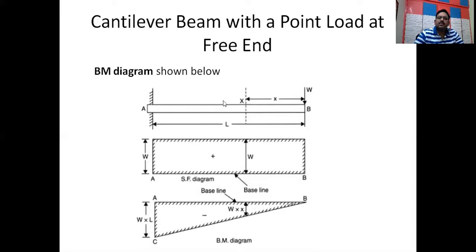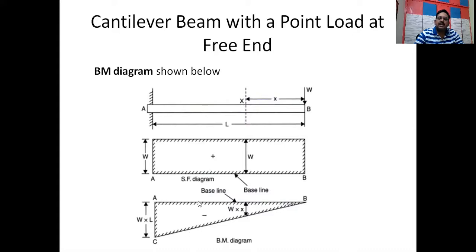This is the load diagram. This is the shear force diagram, already seen. Now the bending moment. How have we drawn it? Here the bending moment is 0. Here is Wx. Here is W into L. So what you have to draw? You have to join this point, this, and this. All these things you have to draw.